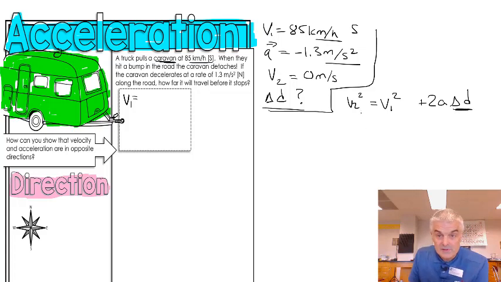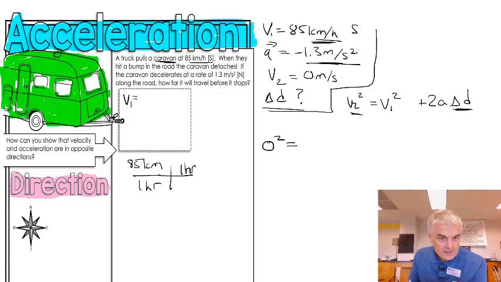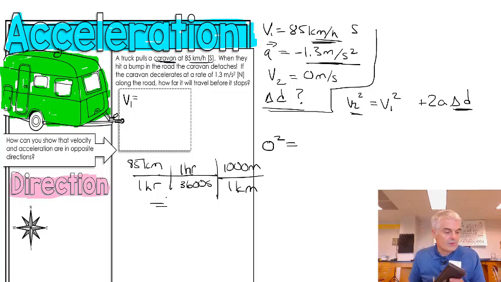Now simply, folks, we're going to plug this in. What's the final velocity? So that's 0. So 0 squared, of course, just 0, is equal to V1 squared. Actually, before we do all this, we probably need to get them in like units. Right, we've got this in kilometers per hour, and this is in meters per second. So let's jot that over here. 85 kilometers in 1 hour, and I need to get meters per second. 1 hour is 3,600 seconds, right? And there's 1,000 meters in 1 kilometer. So I get my calculator out, and I do this conversion.